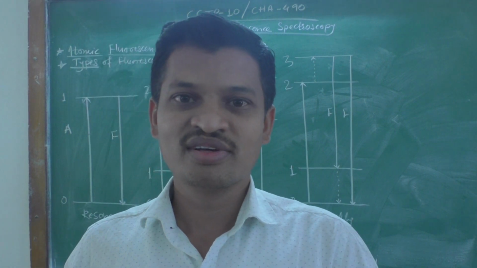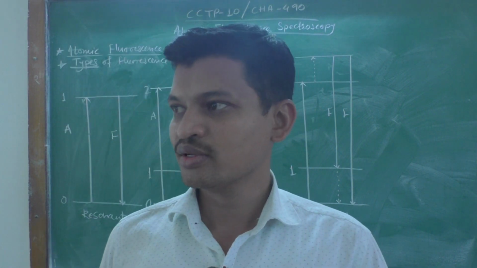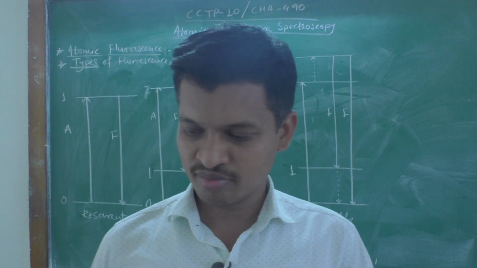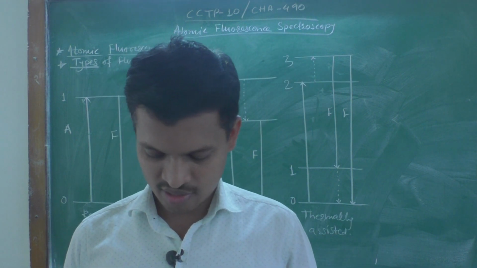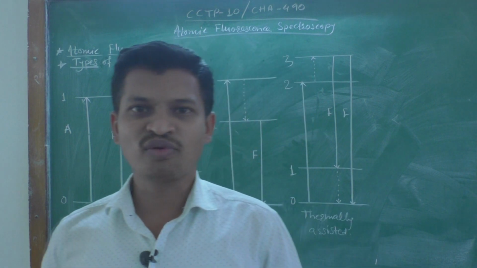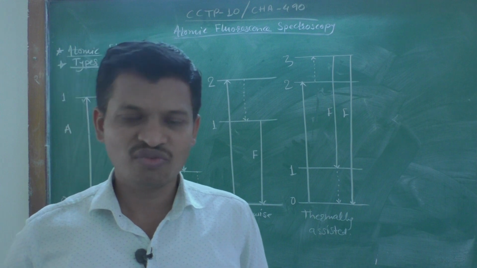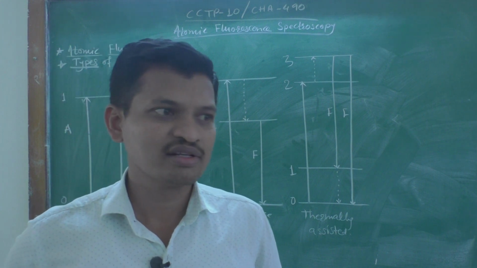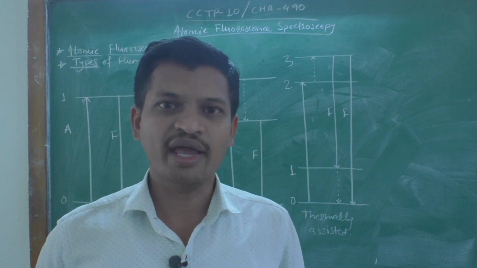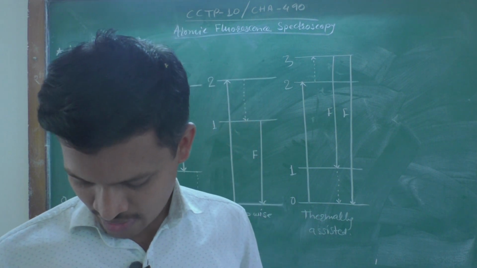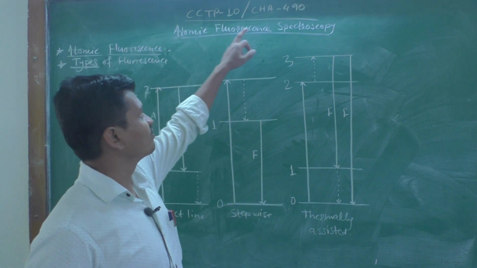Dear students, let us start a new topic, and that is from Atomic Fluorescence Spectroscopy. The short form of Atomic Fluorescence Spectroscopy is AFS. We know that Atomic Absorption Spectroscopy is denoted by AAS. In a similar way, Atomic Fluorescence Spectroscopy is denoted by AFS.